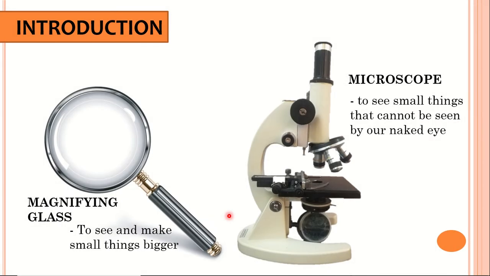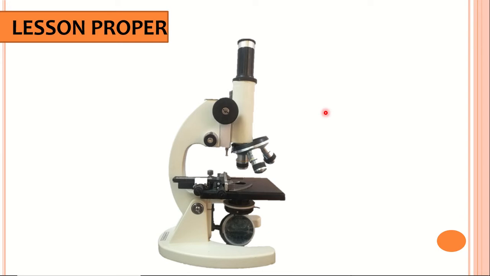Both of these objects are laboratory instruments. Both of these can make small things bigger, but a magnifying glass can make small things that can be seen by our eyes bigger, while with the microscope, all small objects that cannot be seen by our eyes can be observed and made bigger. Today, we will be focusing on the microscope itself. For you to know more about this instrument, just listen carefully.